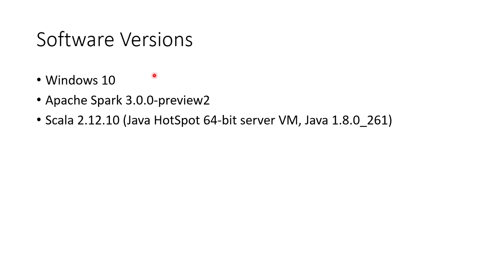First I'm going to show you the software versions I used on my computer. I will use Windows 10 and Apache Spark version 3.0.0 preview 2, and Scala version 2.12.10. And the Java HotSpot 64-bit server VM, and I use Java 1.8.0_261 version.